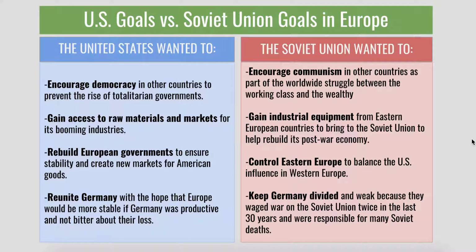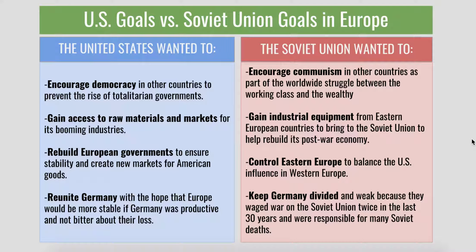They also had a goal of controlling Eastern Europe because the US had quite a big influence in Western Europe. So the Soviet Union wanted to kind of balance that and make sure that they established their control in the eastern part of Europe so that the US didn't end up with full control.